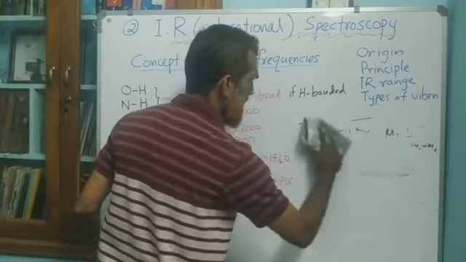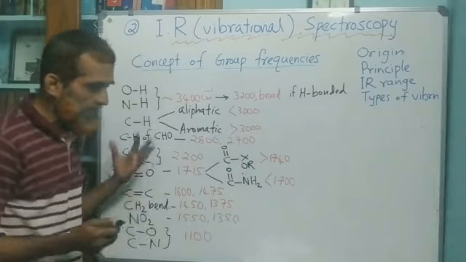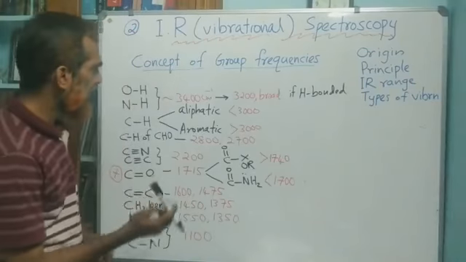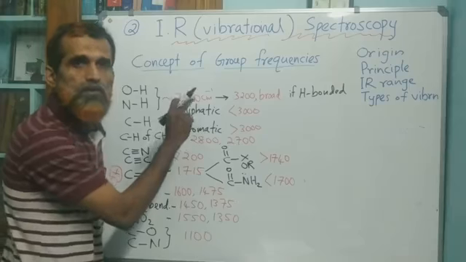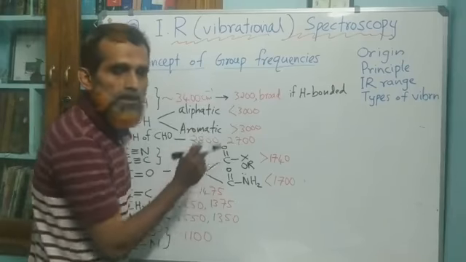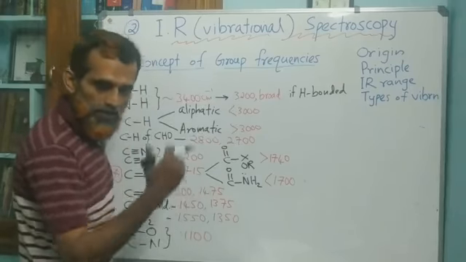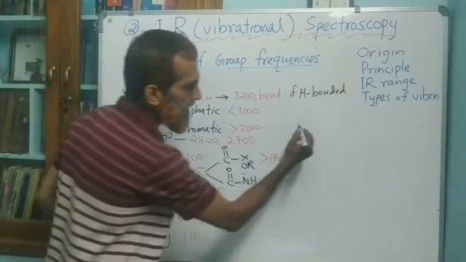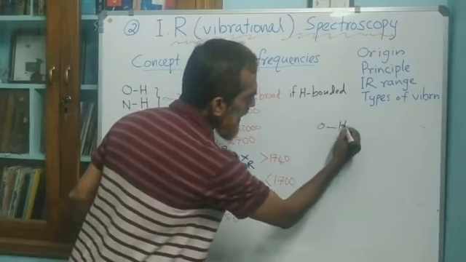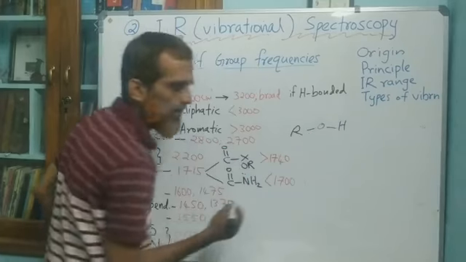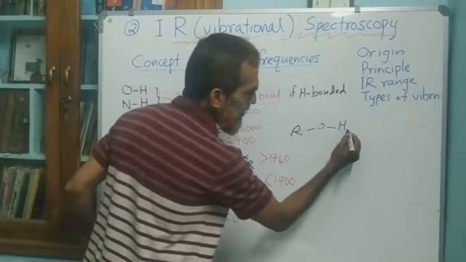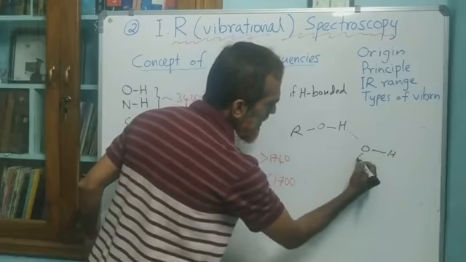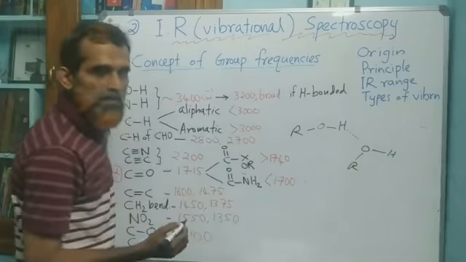An interesting point: you should understand why these values, and what the changes and exceptional cases are. This value many times decreases to 3200. Frequency decreases when it is hydrogen bonded. You know that alcohols and amines are very much hydrogen bonded. There will be intermolecular hydrogen bonding like this. So mostly there will be intermolecular hydrogen bonding.